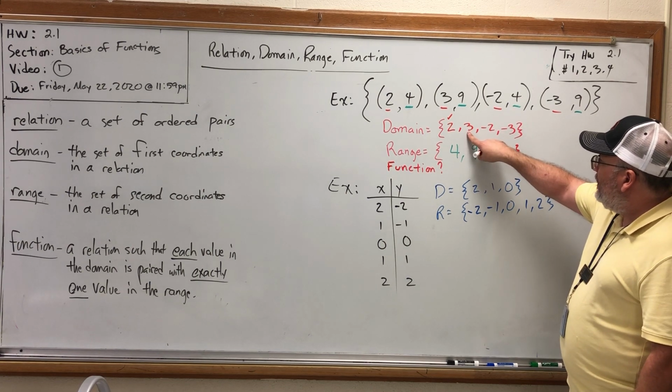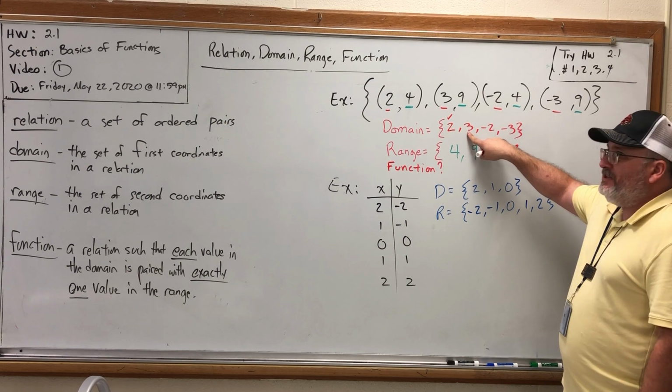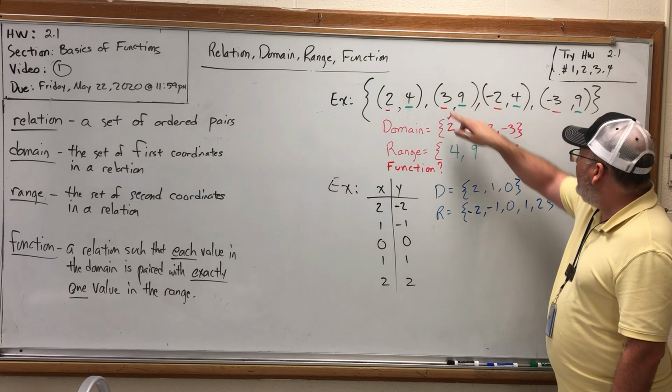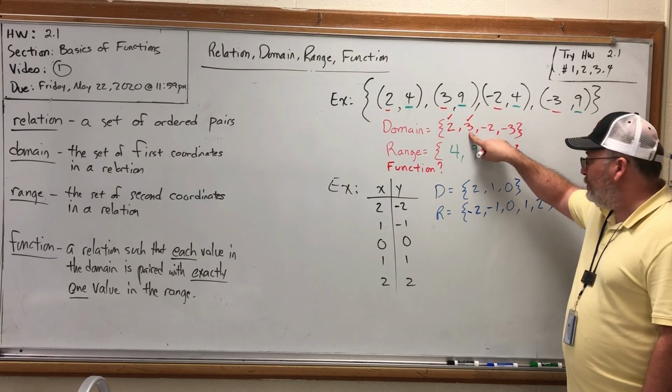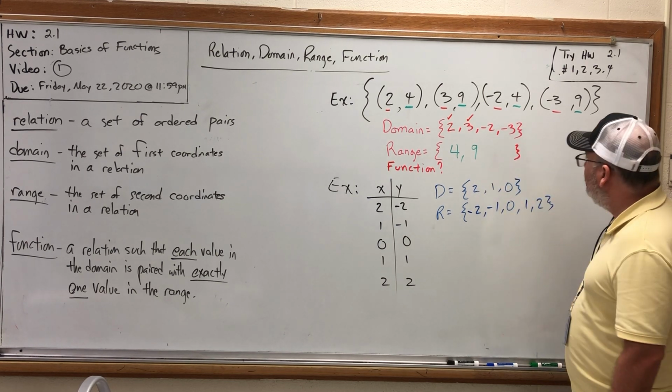Hey, 3. How many range values are you paired with? I don't know. Let me see how many ordered pairs start with a 3. There's 1, and that's it. So the 3 is okay. The only range value it's paired with is 9, so there's only one value it's paired with.